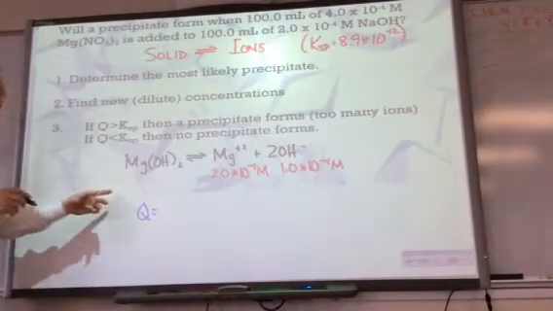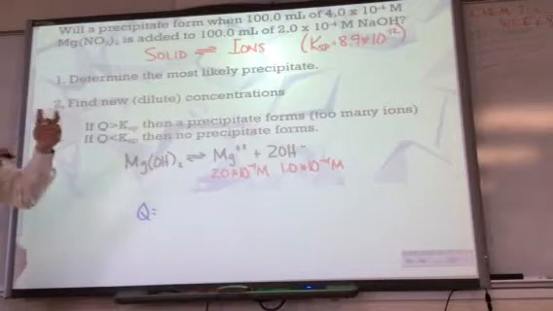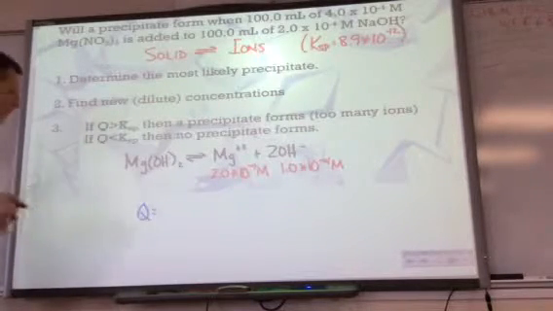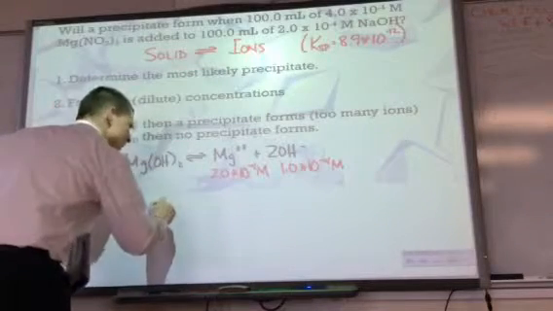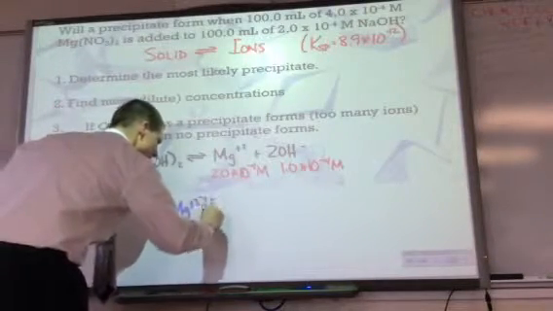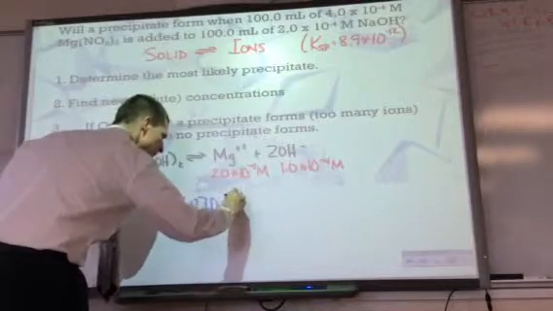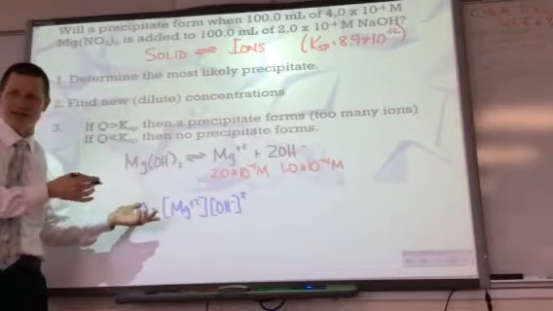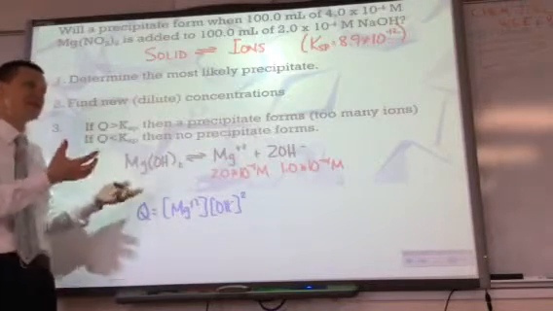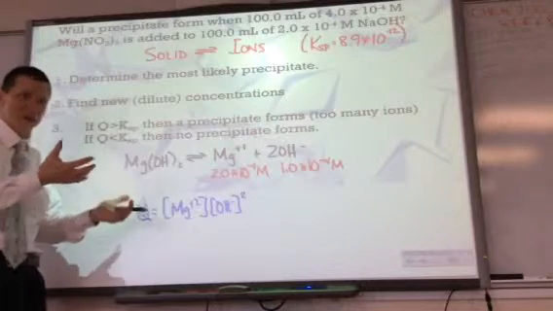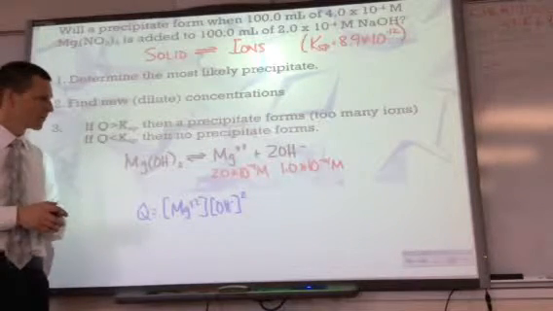If we can calculate Q and compare Q to the K value of magnesium hydroxide, that really is all the question is asking us to do. Q equals magnesium concentration times the hydroxide squared. To repeat, Q is calculated the same way that K is calculated, but Q doesn't necessarily have to be at equilibrium, where K does. You would not calculate a K if the reaction is not at equilibrium.